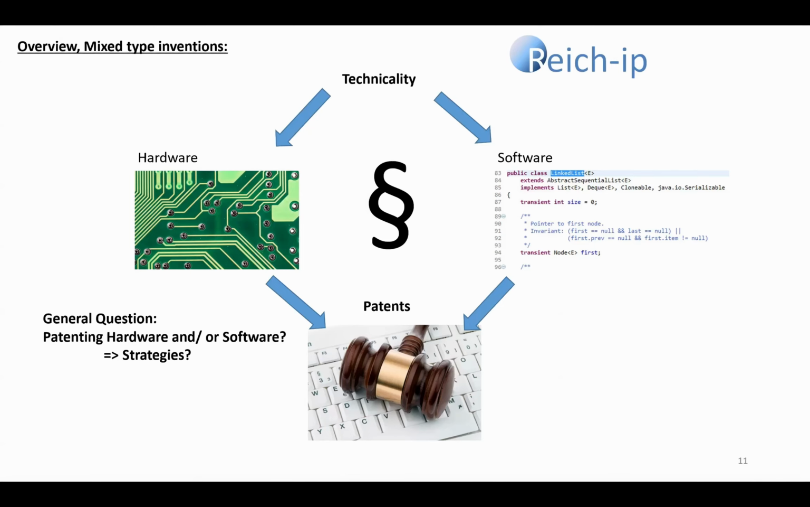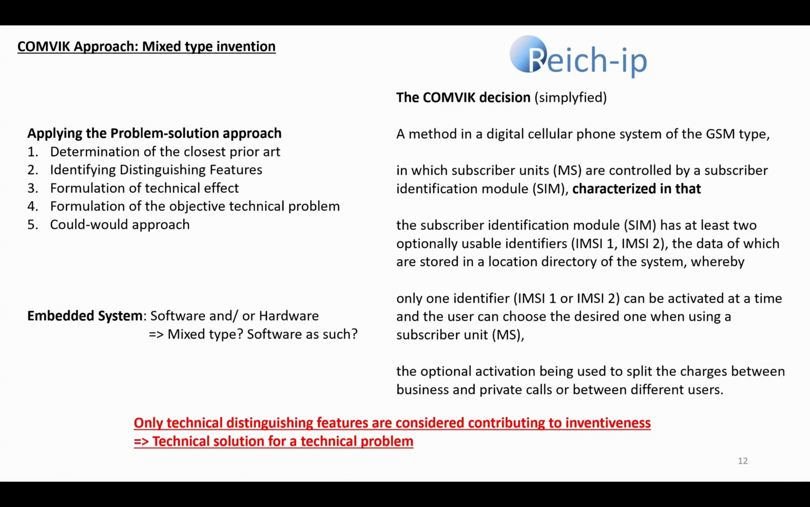So what we were talking about when it comes to the inventive step question regarding technical features is the so-called Comvik approach. So this is really interesting for you to know how we examine such claims. Well, in general, we typically have mixed type inventions. Mixed type means there are technical features and there are non-technical features. So how do we cope with that, and what is the procedure?